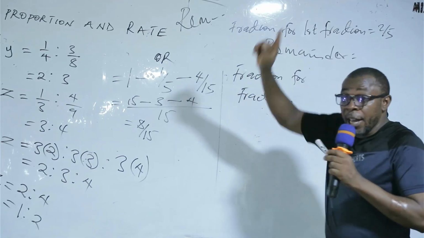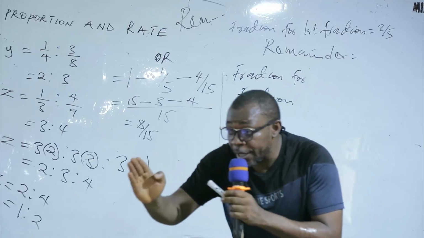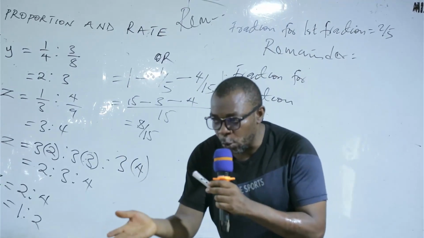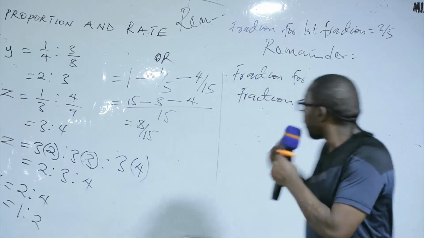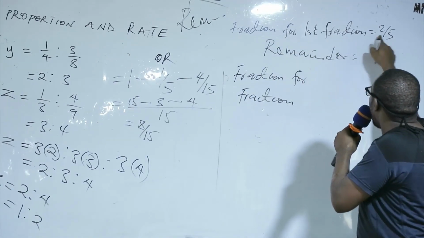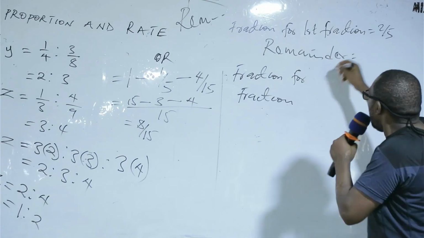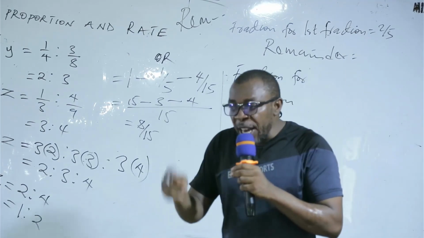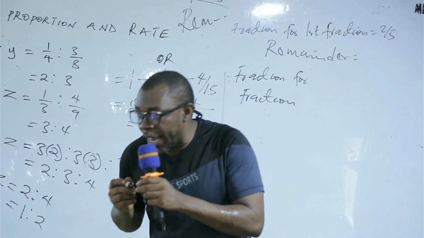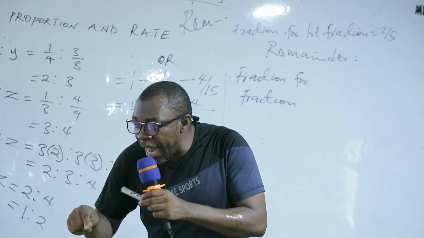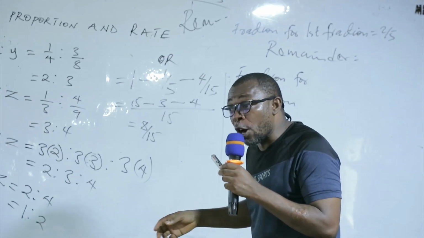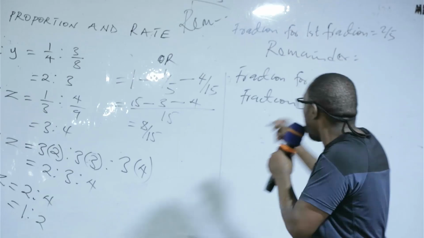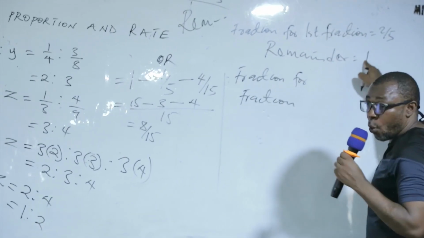This question and the previous one are the same thing. If you understand this, so many things shall be added unto you. Fraction for first teacher was what? You get the remainder. Because after the first teacher collected his own share, the second teacher did not collect all of them. He collected a portion. So the remainder will be from who?